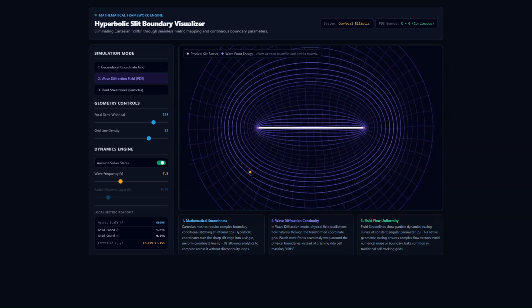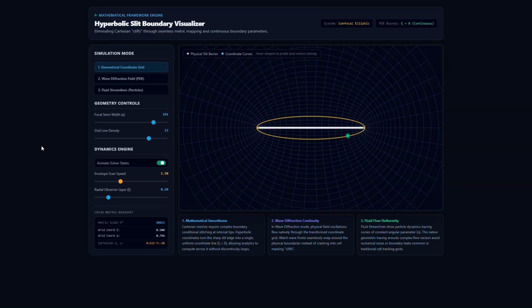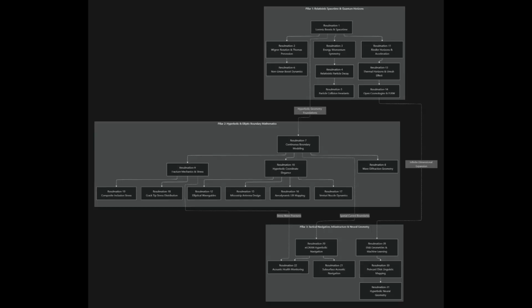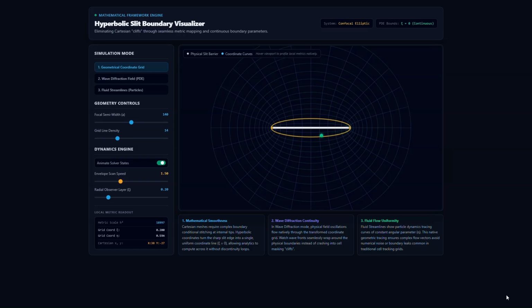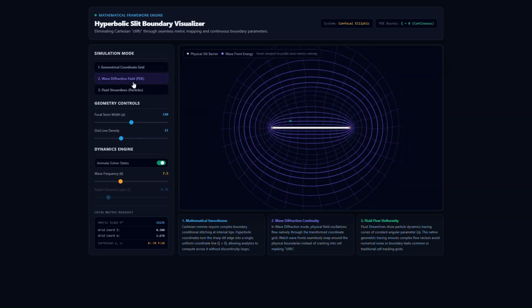Across three specialized modalities, the visualizer maps geometric coordinate grids, calculates real-time analytical wave diffraction fronts that bend continuously around the plate without internal edge stitching, and drives a Lagrangian fluid streamline simulation whose particles accelerate smoothly through high vorticity regions near the singular focal tips.